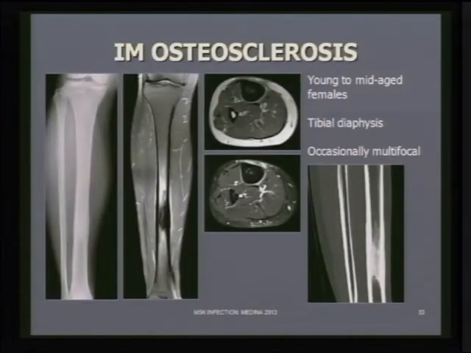Intramedullary osteosclerosis is a relatively rare condition. We've seen it most commonly in young to middle-aged females, again, most commonly in the tibial diaphysis. And what we see on plain film is a mild area of bone expansion with medullary sclerosis, which can obliterate the medullary cavity. Again, depending on its level of activity, we may see associated marrow edema, as we see in this case. And this is what makes us worried about the possibility of infection, of a chronic infection.